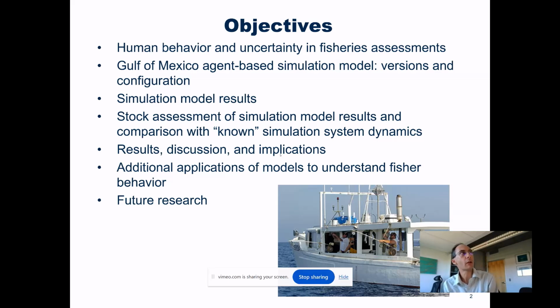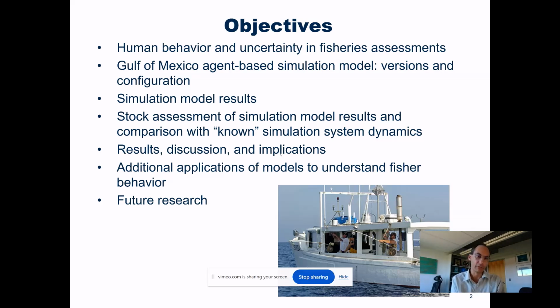To explore this a bit more, I've been interested in where in the stock assessment modeling process biases due to human behavior may come into play and could potentially cause the results of stock assessments to be a bit different from what the system dynamics really might be in the ocean. To do that, I developed an agent-based simulation model of the Gulf of Mexico. I'll talk a little bit about how it's developed, but I'll point you to some references in case you want more of the technical details.